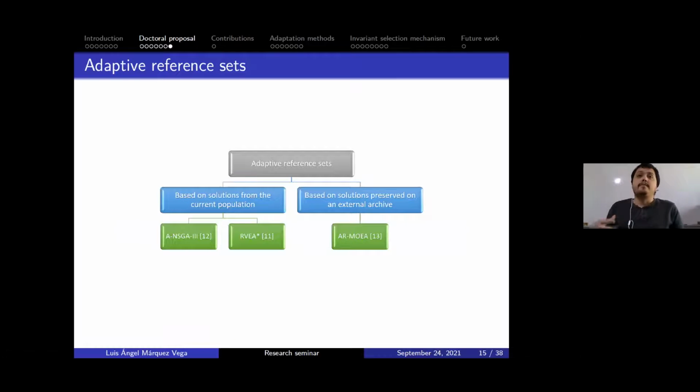In order to increase the performance on problems with irregular Pareto front shapes, some reference set adaptation methods have been proposed. Some methods adapt the reference set based on solutions from the current population, such as the adaptive version of NSGA-III and the adaptive version of RVEA, and other methods adapt the reference sets based on solutions preserved in an external archive, such as AR-MOEA.